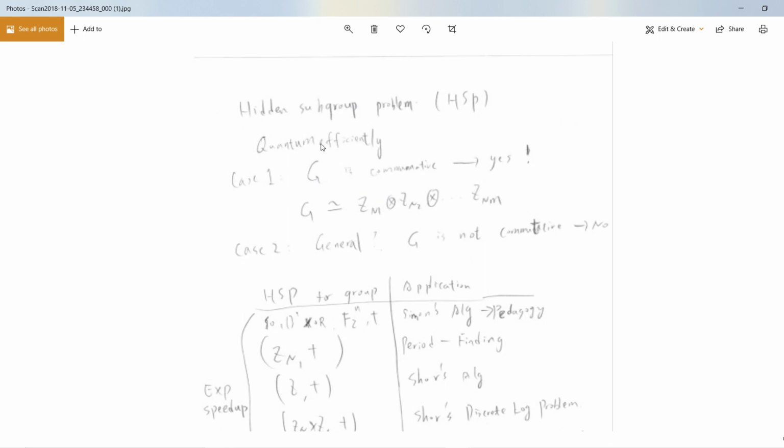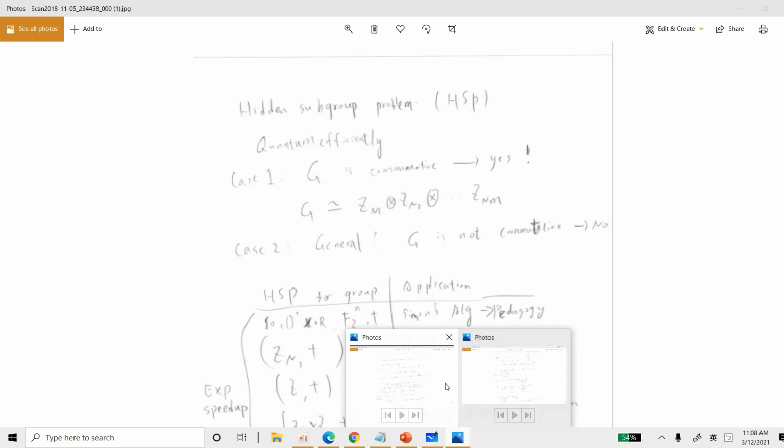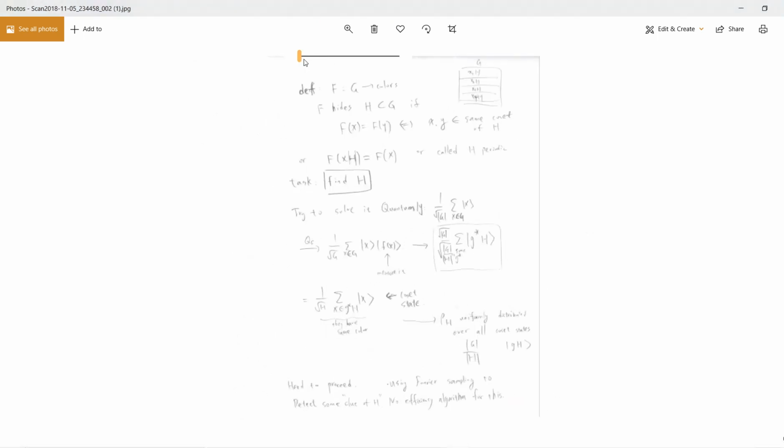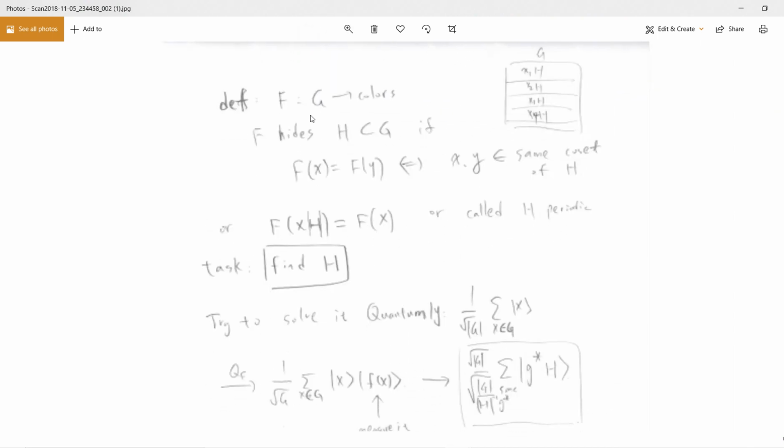So case one is, let's talk about the hidden subgroup problem. The idea is that somebody gives you a group G, and a map to a color. The color is not important; you just map it to a finite set. We say that f hides a subgroup H, meaning that f of x equals f of y if x and y belong to the same coset of H.